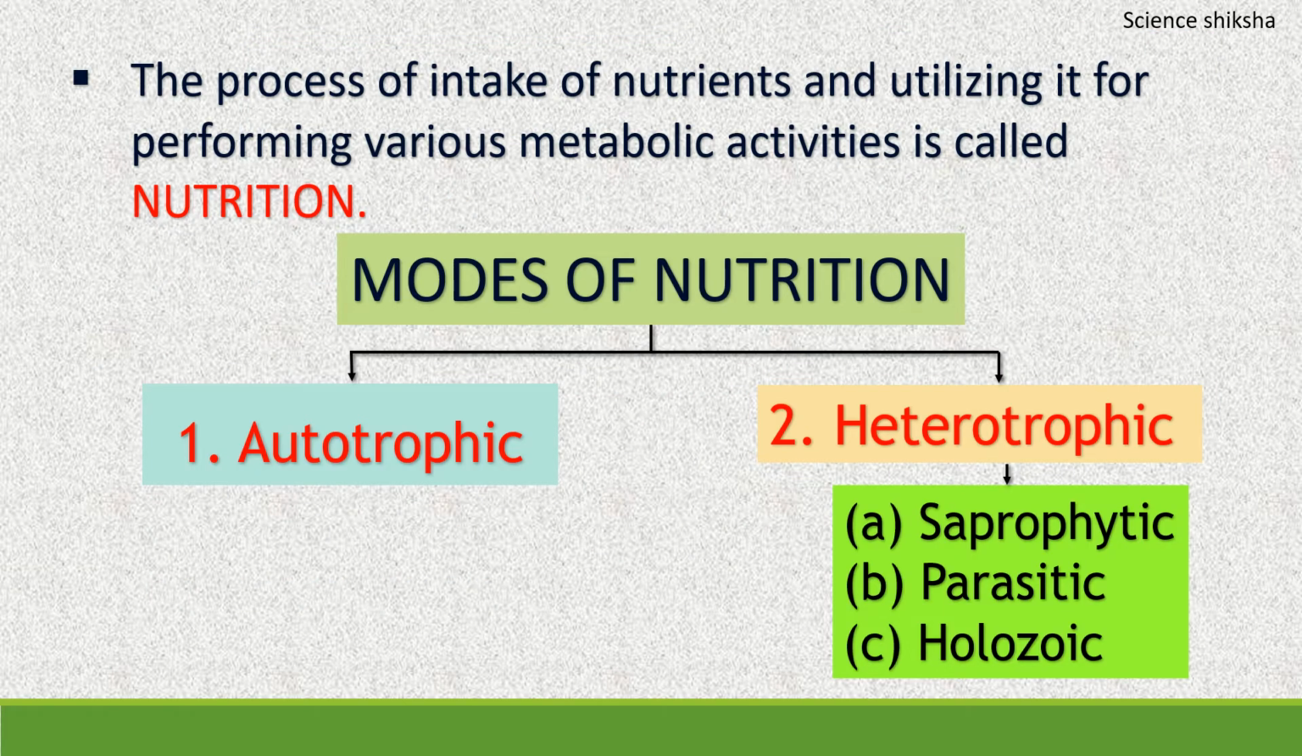So nutrition can be defined as the process of intake of nutrients and utilizing it for performing the various metabolic activities. So there are different modes of nutrition. First is autotrophic and second is heterotrophic. And heterotrophic mode of nutrition has also further subtypes: saprophytic, parasitic and holozoic nutrition. So in this video we will study all of these types of nutrition in detail.